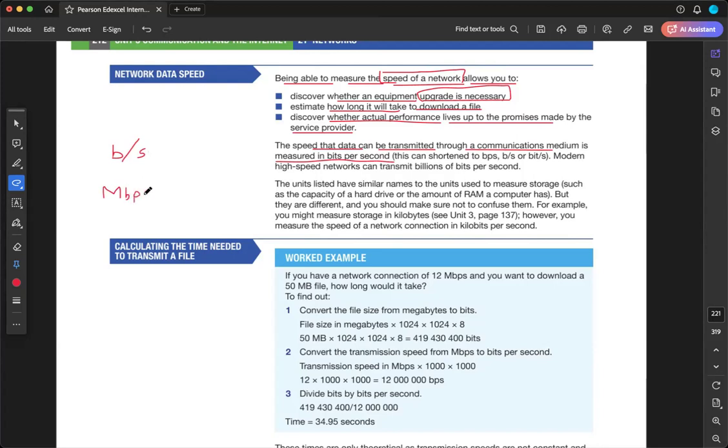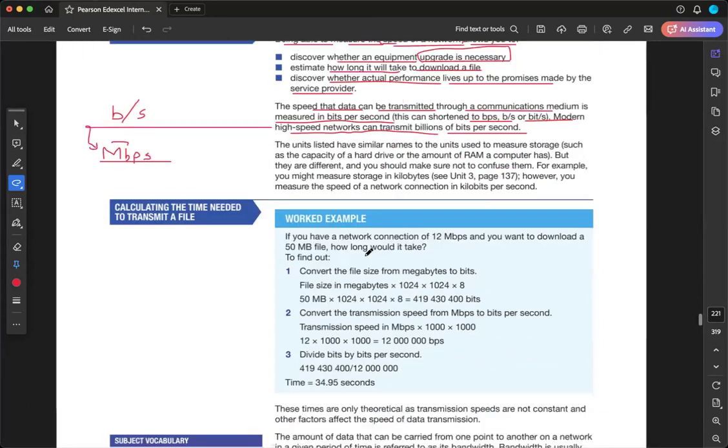Mbps. Did you see that? What is the meaning of it? Megabytes per second. This is how our computer measures speed, in bps, bits per second. But modern high-speed networks can transmit billions of bits per second. So billions will be covered in the megabyte, right?